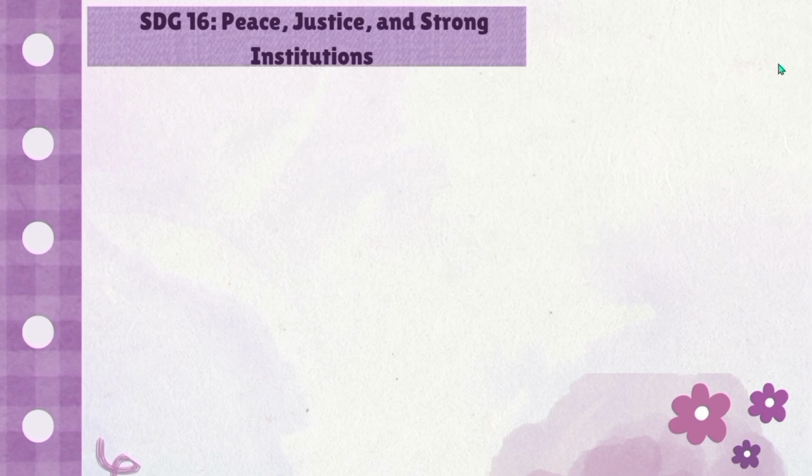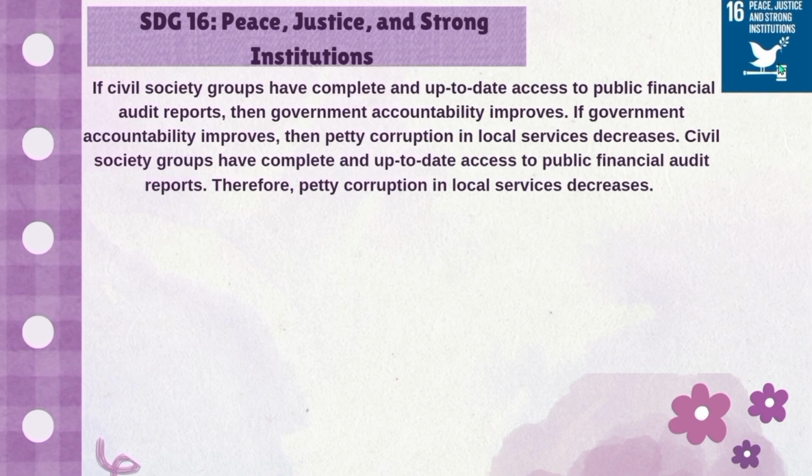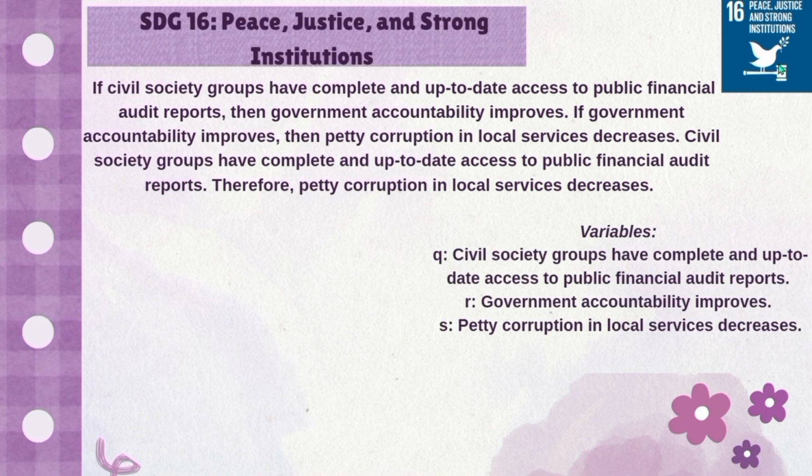SDG 16, Peace, Justice, and Strong Institutions. We have the argument: if civil society groups have complete and up-to-date access to public financial audit reports, then government accountability improves. If government accountability improves, then petty corruption in local services decreases. Civil society groups have complete and up-to-date access to public financial audit reports. Therefore, petty corruption in local services decreases. So our variables are Q, R, and S.